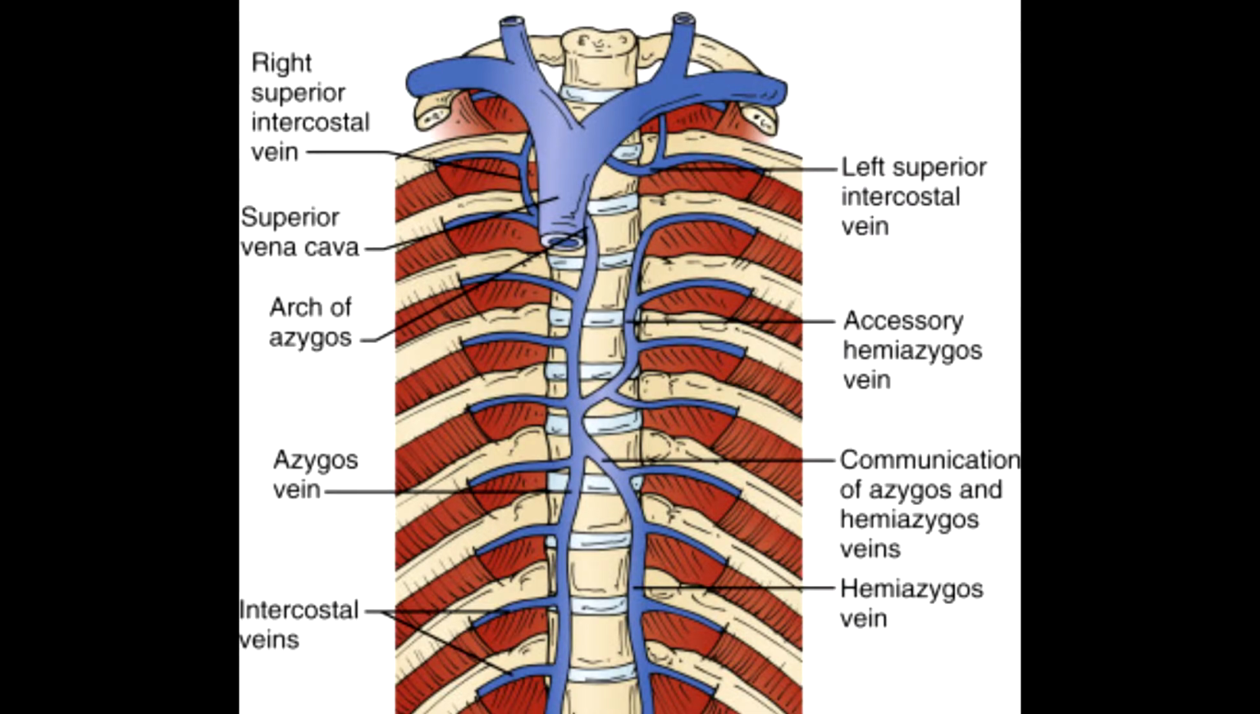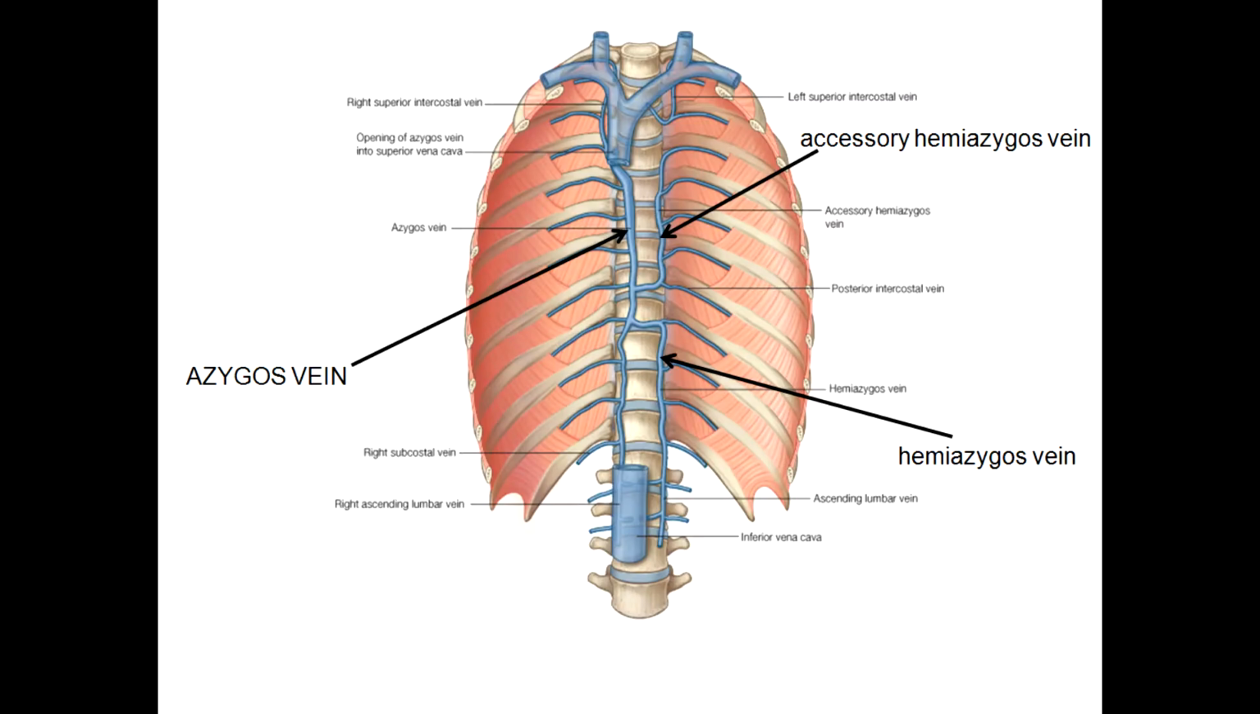The hemiazygos vein begins as a continuation of the left ascending lumbar vein at about the level of the left kidney, courses up through the diaphragm, and drains the intercostal veins on the left side. It terminates by crossing over at about the level of the heart and emptying into the azygos vein. The accessory hemiazygos vein begins as a continuation of one of the first intercostal veins on the left side and descends along the vertebral column to about the level of the heart, where it empties into the hemiazygos vein.